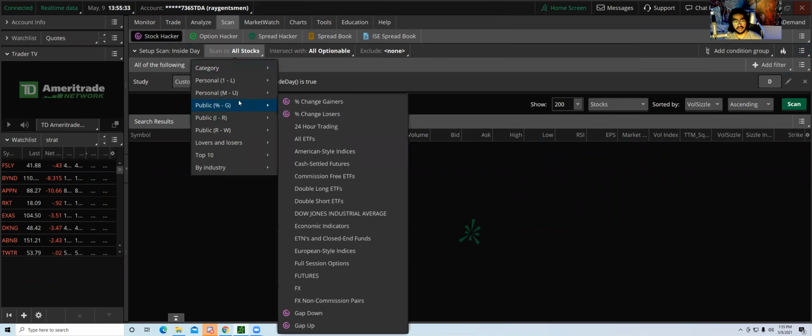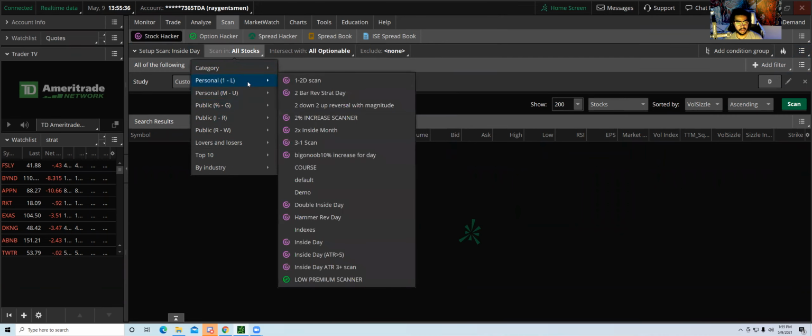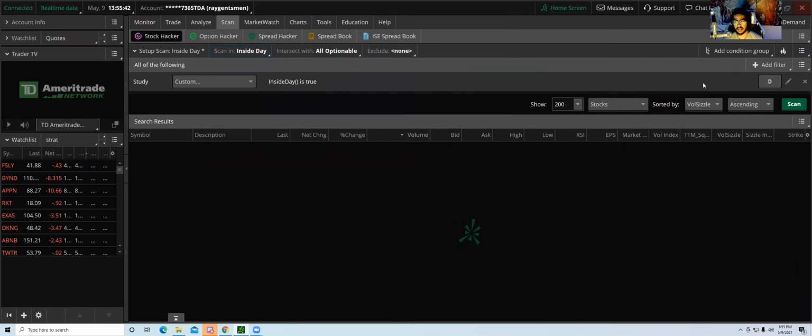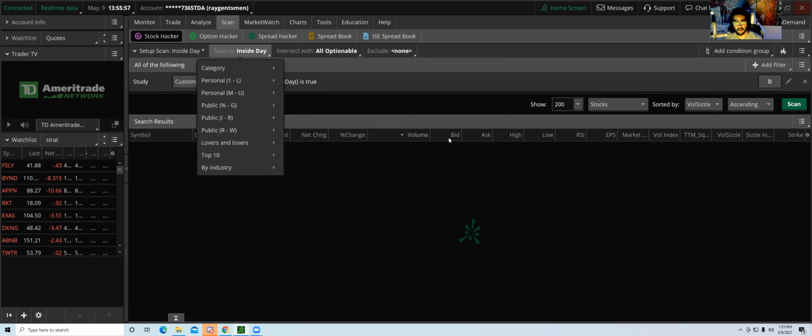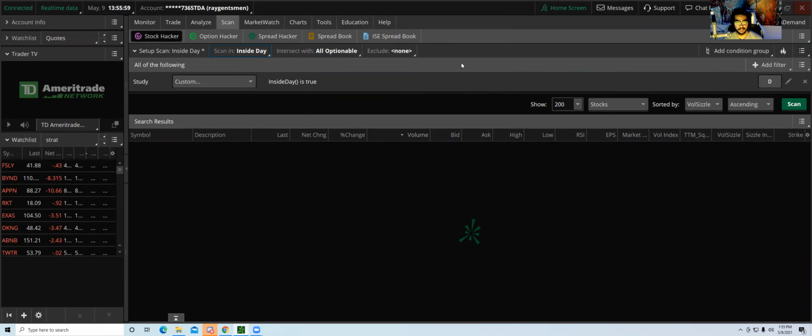And then what I usually do, to see if something has an inside day and an inside week, I'll load up the same scanner twice, right? So I'm scanning a scanner. Basically I'm scanning the scanner, and this is how I find stuff a lot quicker than most people. Most people don't know you can scan a scanner in Thinkorswim.